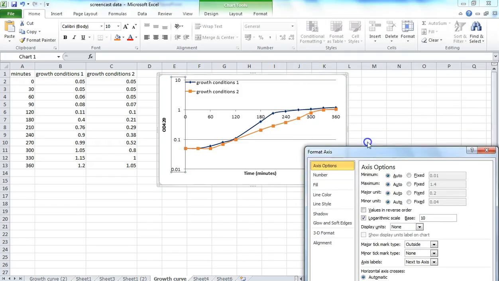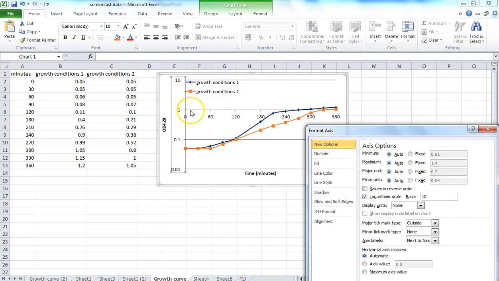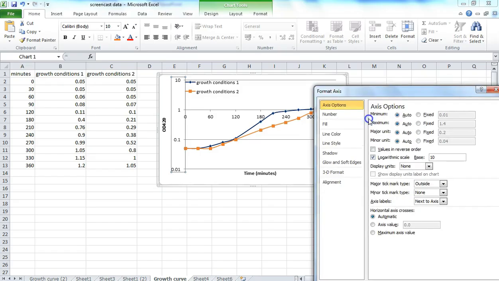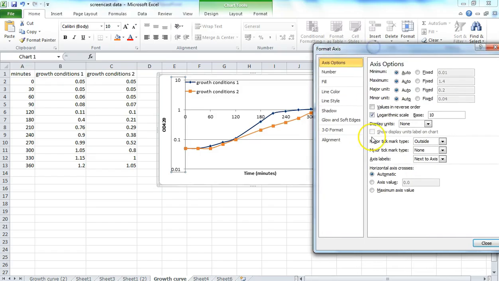What happens here is this axis has jumped up to 1, and it doesn't look very good having the axis up here. You want it to be at the bottom. So you can alter that by clicking here where it says horizontal axis crosses. I don't want it to be automatic because it's plotted it somewhere stupid. So I'm going to click on that, and I'm just going to tell it that bottom data point.